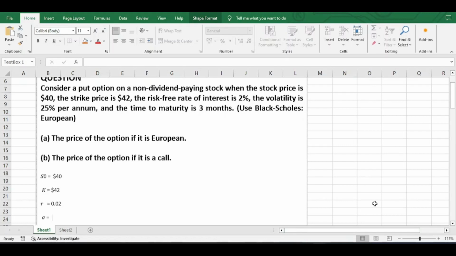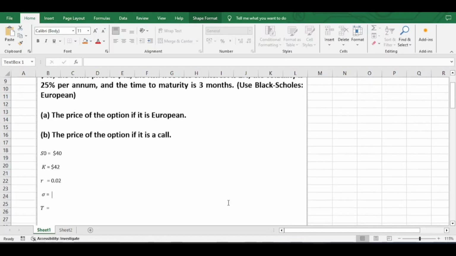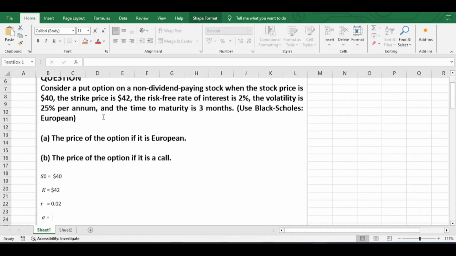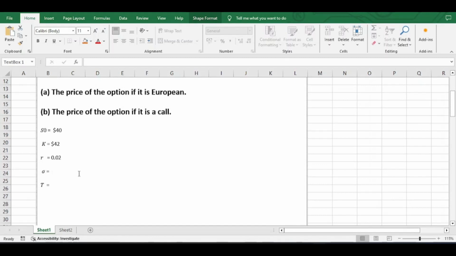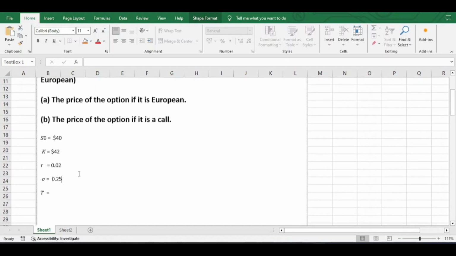What does it mean by volatility? Volatility means there is a risk of 25% that the stock price can vary in either direction. As we can see, the time of maturity is 3 months. This means the option will expire in 3 months' time. So the volatility, you can write it as 0.25.